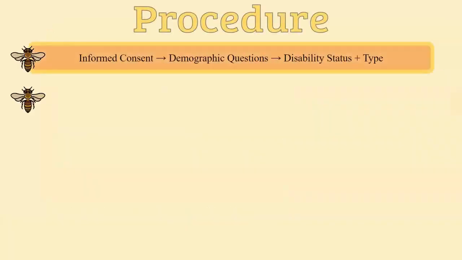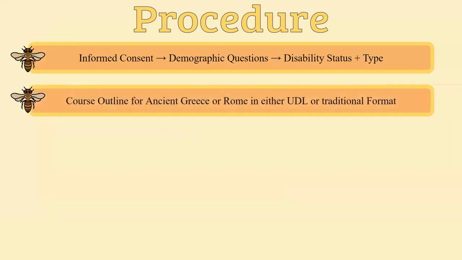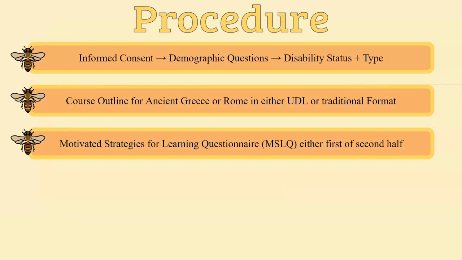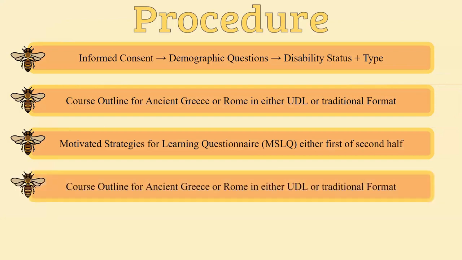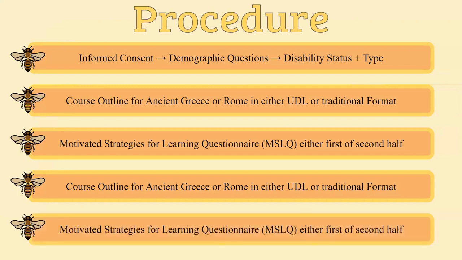participants received a course outline for ancient Greece or ancient Rome in either UDL or traditional format, followed by one half of the MSLQ. Then the second course outline appeared, which was the opposite of the first outline. This was followed by the other half of the MSLQ. Participants did not see the same course outline or sets of questions twice.